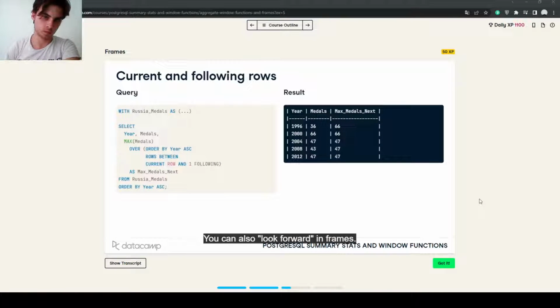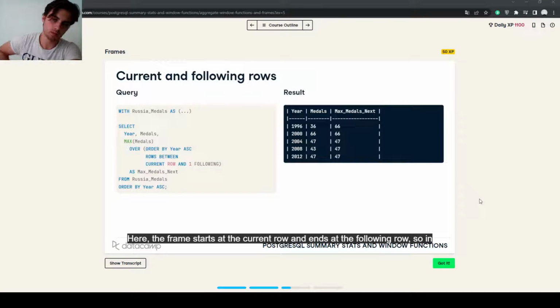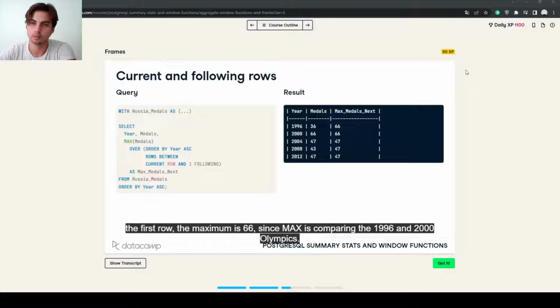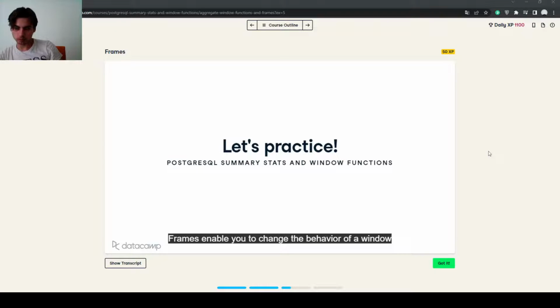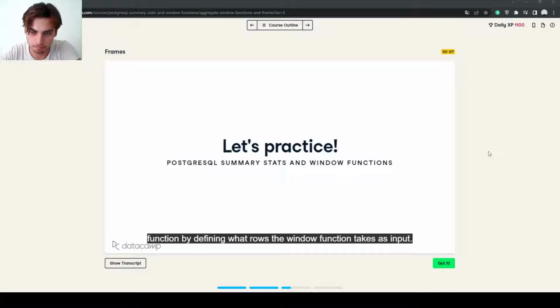You can also look forward in frames. Here, the frame starts at the current row and ends at the following row, so for the first row, the maximum is 66, since max is comparing the 1996 and 2000 Olympics. The last row's max is the last row's value because there's no following row, so there's no value to compare it to. Frames enable you to change the behavior of a window function by defining what rows the window function takes as input. Practice defining frames in the following exercises.